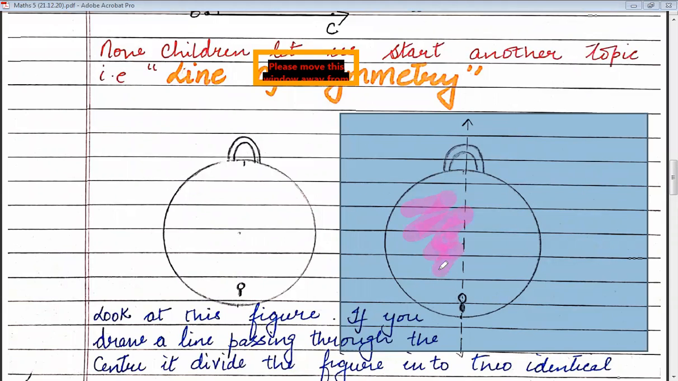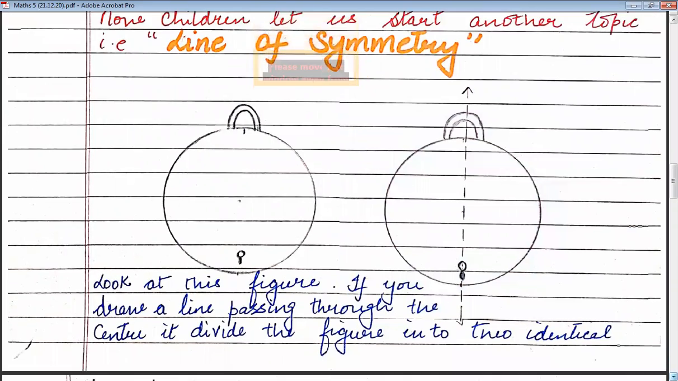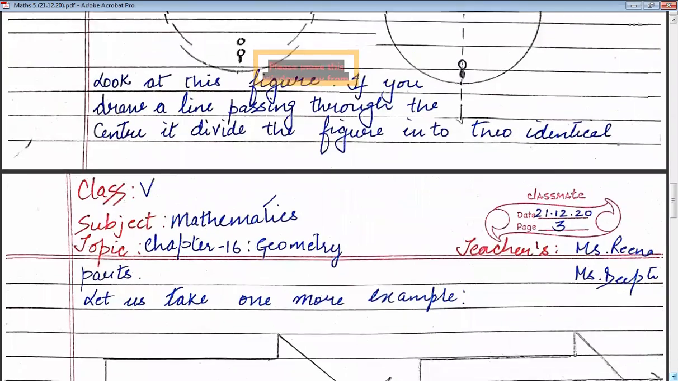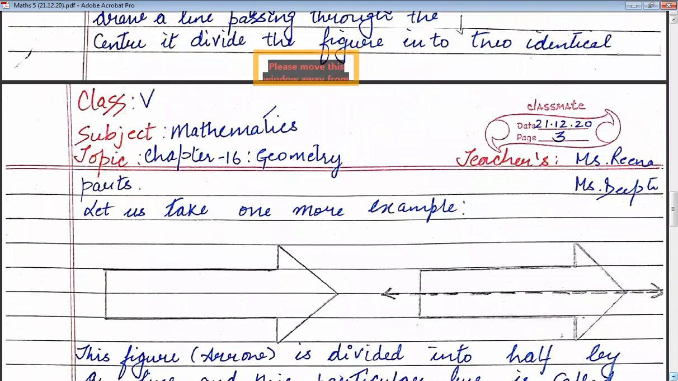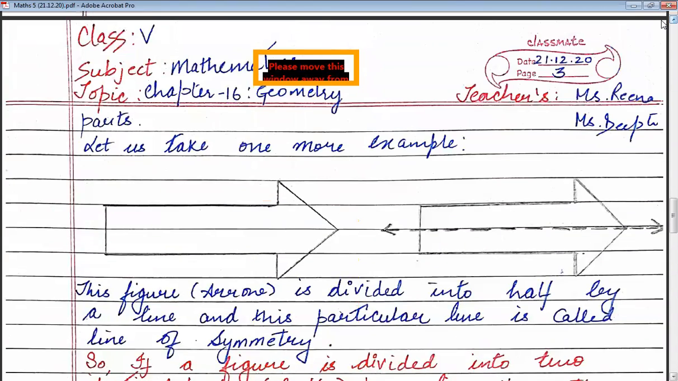This whole part, left side and right side, both sides are equal. So now, children, what is a line of symmetry? A line of symmetry is a line that divides a given figure into two equal parts. So now, children, we can have one line of symmetry or we can have two or three. Okay, so now let us see example number 2.